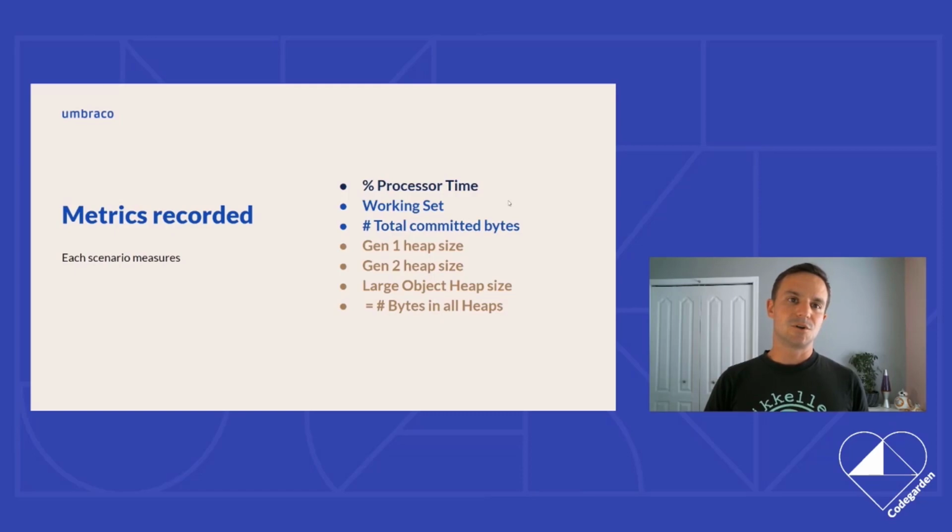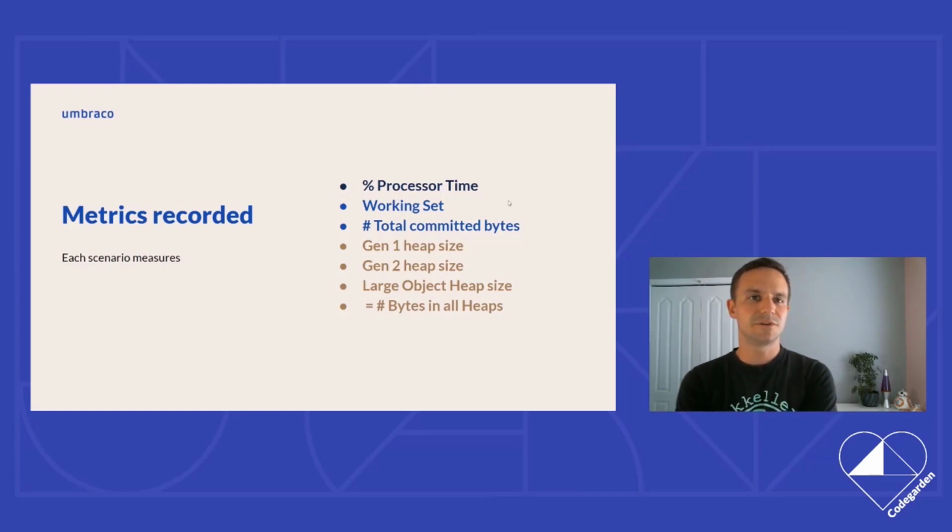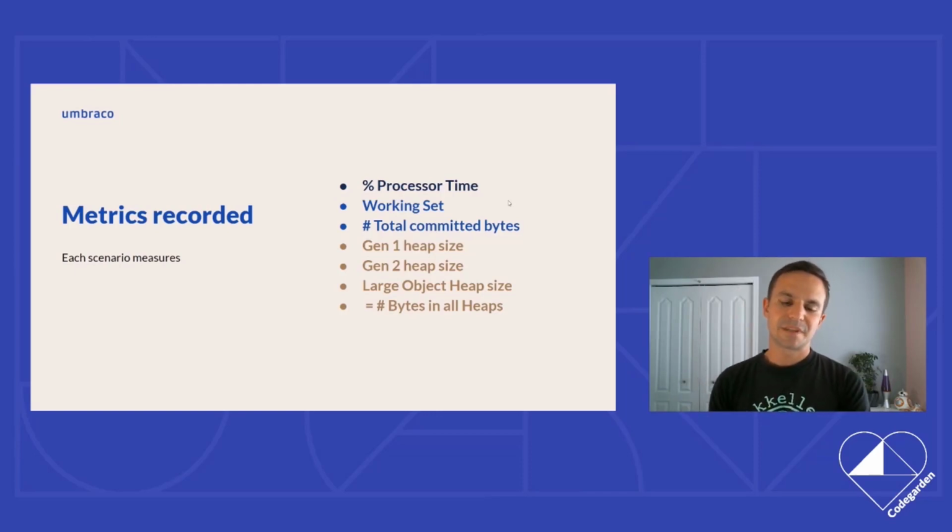And the metrics that we record, this is for both .NET Framework and .NET Core. Percent CPU time, working set, and total committed bytes are sort of external to managed memory. And then we've got Gen 1, Gen 2, and the large object heap size. And if you combine those all, that is the managed memory size.